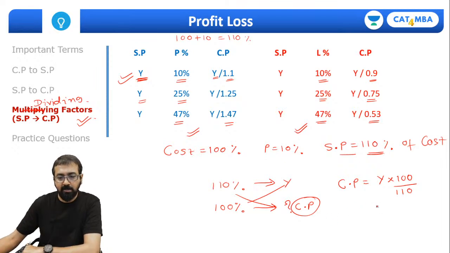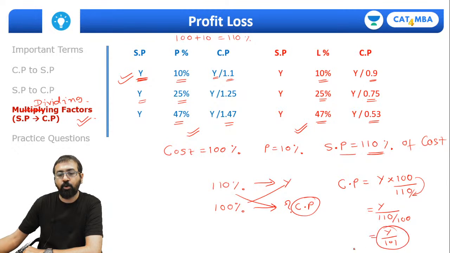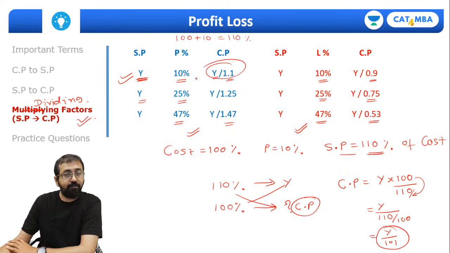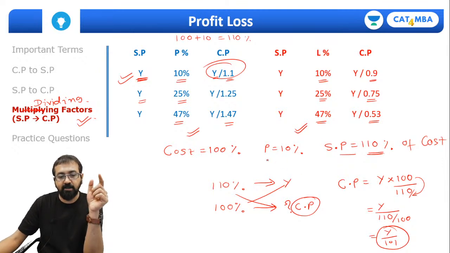Yes, this is very simple. In fact, this can also be written as Y divided by 110 divided by 100. I have placed this one in the denominator of this number. If you just solve, this will come out to be Y divided by 1.1. So that's how we get this dividing factor. Have you all understood? Same way, if there is a loss of 10%, then the selling price will be 90% of the cost.